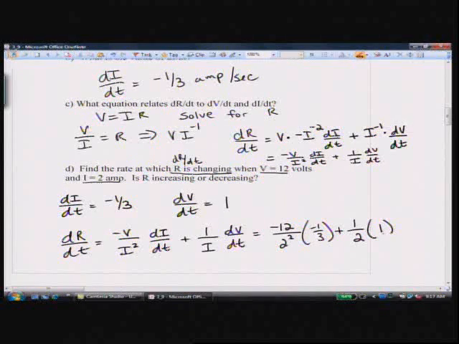Is everybody okay with what I did? Okay, and so then this is equal to negative 12 over 4 is 3, so that's positive 1, plus 1/2, or 3/2.